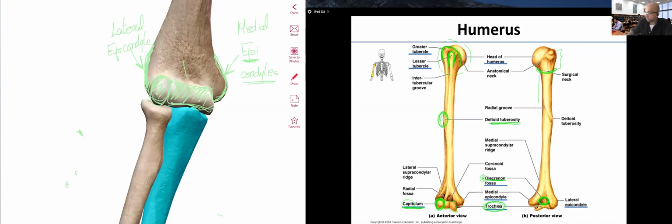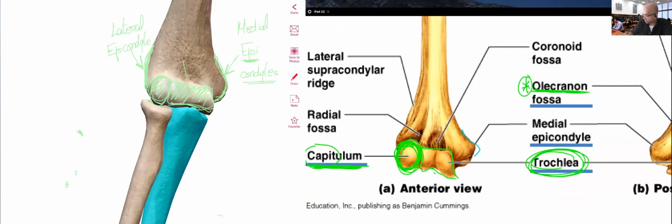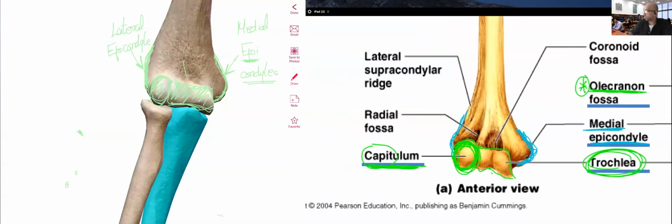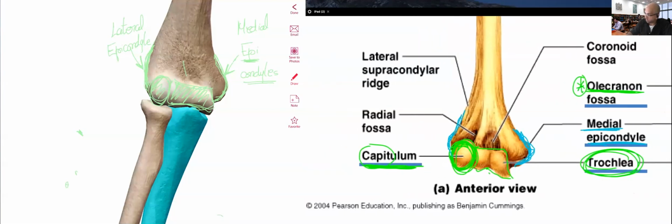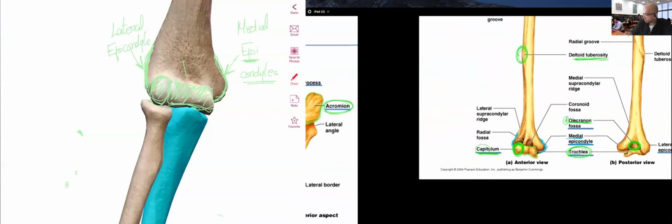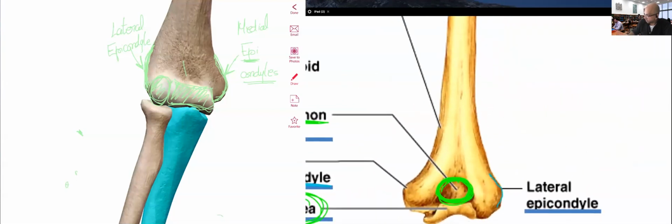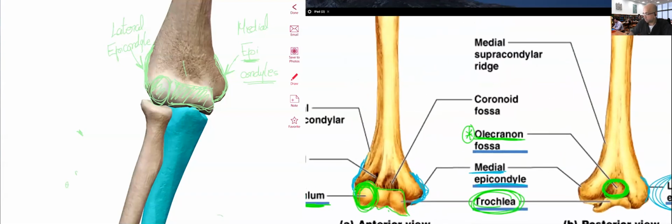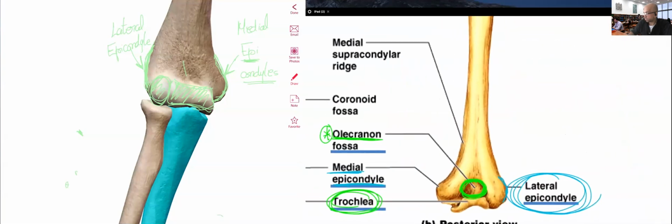All right, so again, what we're looking at here is this bony eminence above the trochlea and above the capitulum. What do we call the one above the trochlea? This is my medial epicondyle. What do we call the one above the capitulum? This is my lateral epicondyle. So again, medial epicondyle above the trochlea and lateral epicondyle above the capitulum.